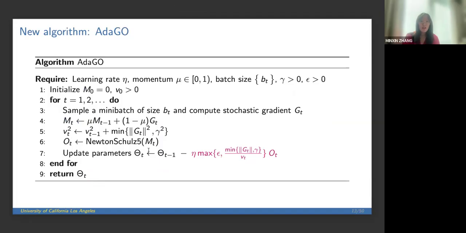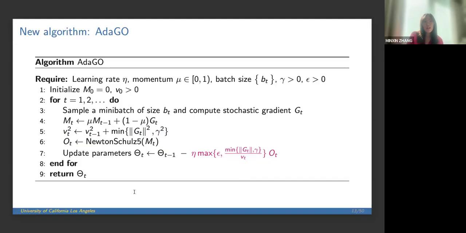So this is how our algorithm looks. It's basically very similar to the original Muon optimizer, except that we scale our orthogonalized update using this scalar here. It's a maximum between a small epsilon and this ratio. This ratio is like AdaGrad norm, but we clamp the gradient norm with this gamma, and in the accumulator V_t we also accumulate the square of clamped gradient norms. So this is our algorithm.